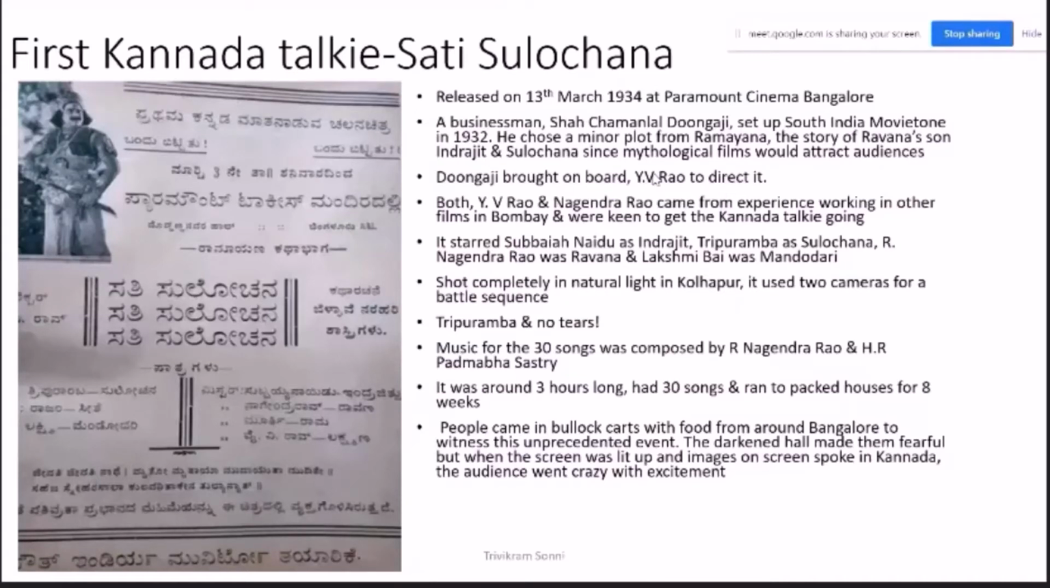Y.V. Rao and Nagendra Rao. Nagendra Rao played a key role, played Ravana, in fact. The film came from experience of having worked in other films in Bombay and were keen to get the first Kannada talkie going. It starred Subbaya Naidu as Indraji, Tripuramba as Sulochana, R. Nagendra Rao as Ravana, Lakshmi Bai as Mandodari. It was shot in natural light completely in Kolhapur.